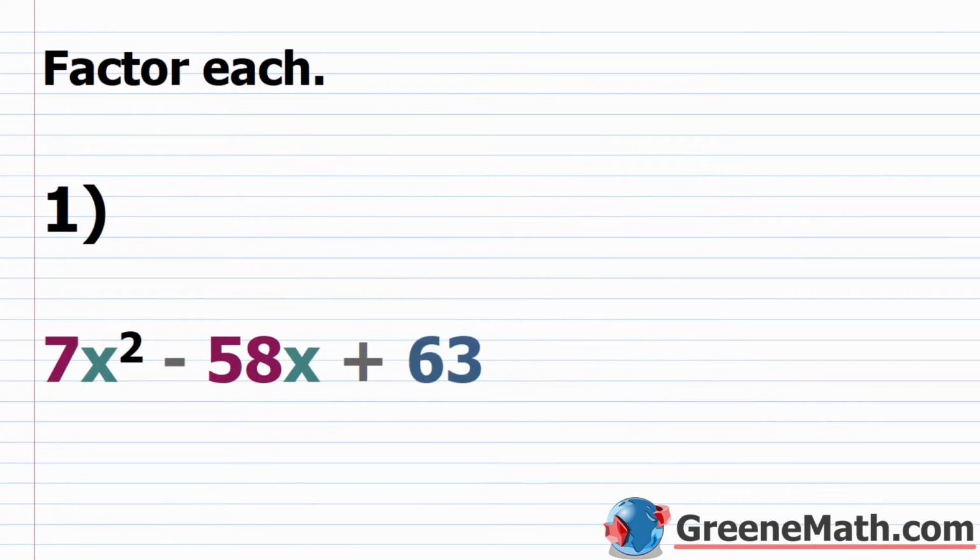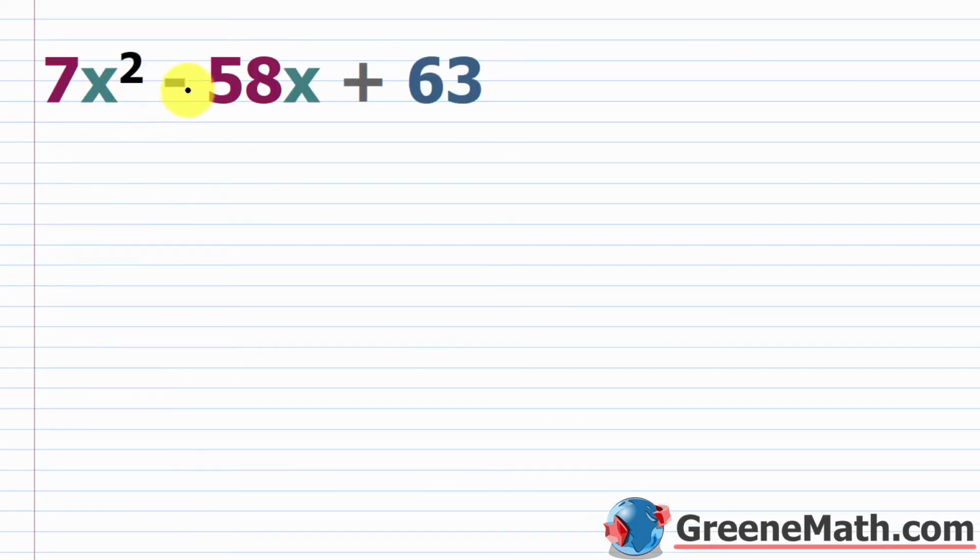All right, let's take a look at our practice test. So we want to factor each, and we're going to look at the first problem here. So we have 7x squared minus 58x plus 63. So we no longer have our easy scenario. If we look here, our leading coefficient, or the coefficient for x squared, is now a 7. In the last section, we talked about where the leading coefficient was 1, but now this is the harder case.